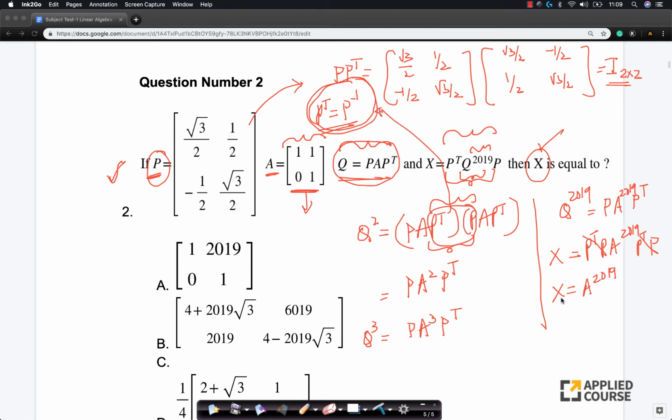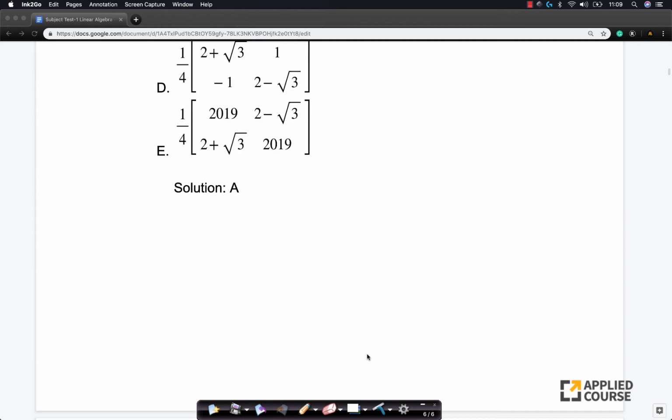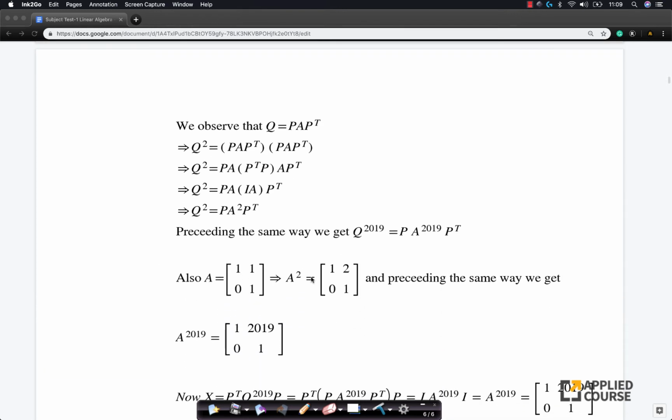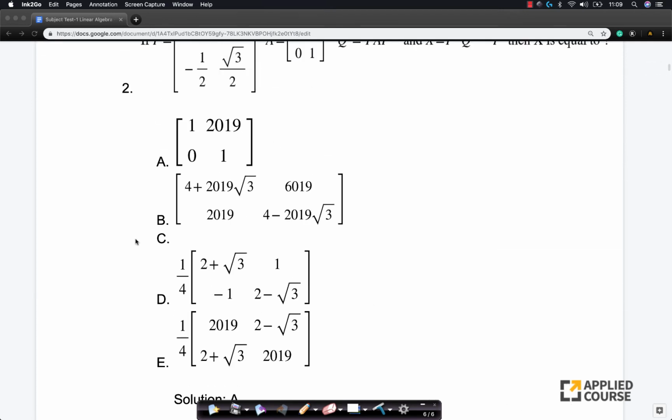Now, since X is nothing but A power 2019, I'll start computing what A square, A cube, and so on are. We have listed all of that below in the answer. If this is A, this is what A square is going to look like. Similarly, by going through the same logic, A power 2019 is going to be 1, 2019, 0 and 1. And that answer is option A.